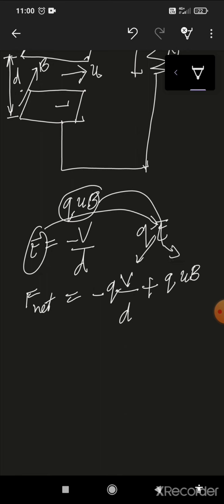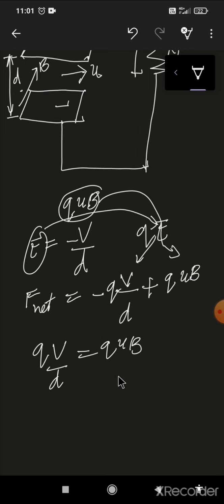So if no load is connected across the electrodes, that is, in open circuit condition, no current will flow and there will be no movement of the charge carriers between the electrodes. Therefore, no net force will be acting on the charged particle, and a voltage E0, the open circuit voltage, appears across the electrodes. Thus, F net will be 0.